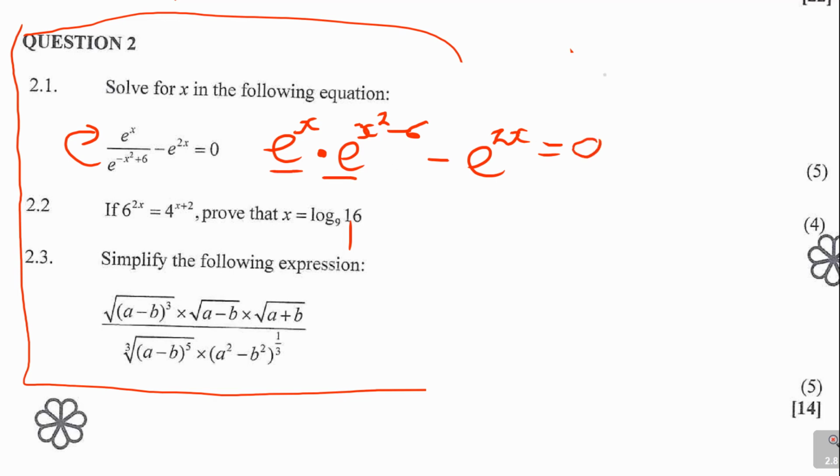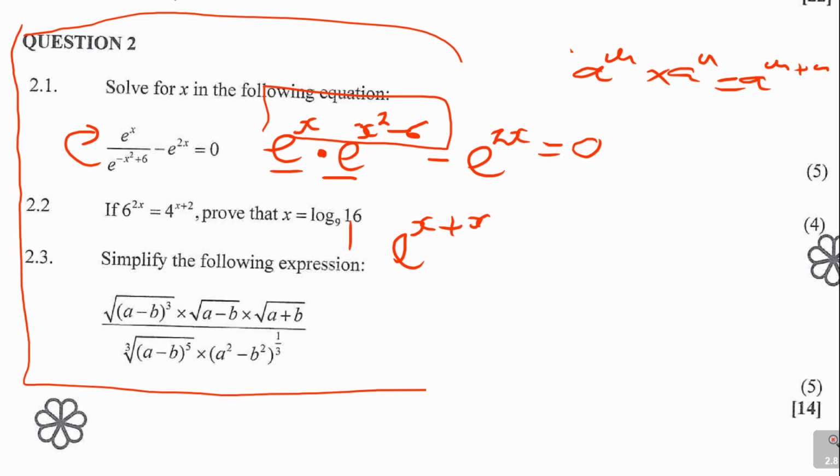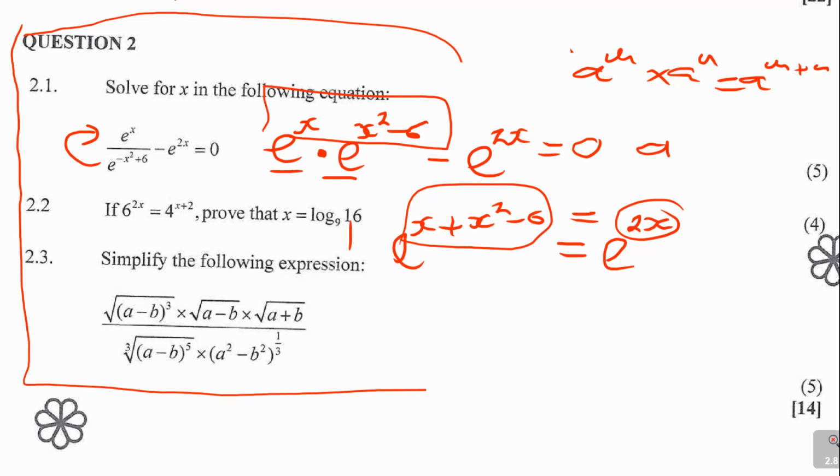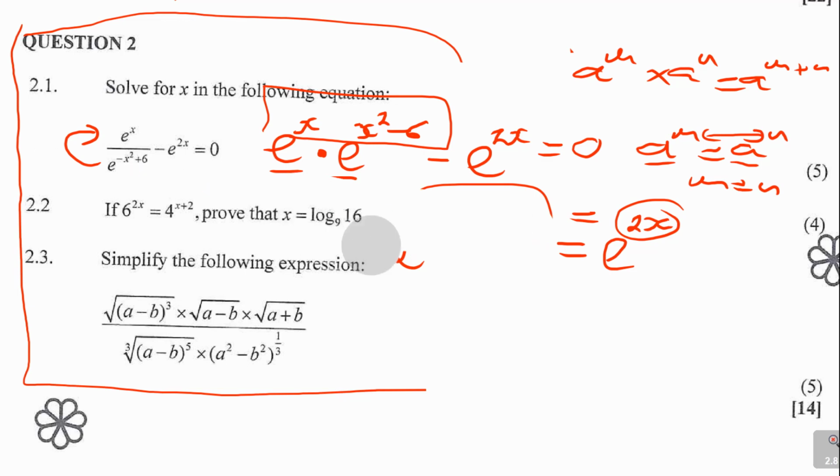Then same base, you are using this one: a to the power m times a to the power n is a to the power m plus n. So you use the same thing, you add this. So when you add, what you'll have is e to the power of x plus x squared minus 6. Now you say equal to e to the power of 2x. Then after that, you equate this is equal to that. You equate it using a to the power m is equal to a to the power n. Therefore, bases are the same, m is equal to n. Then you solve for x. That's the one that was a bit challenging for me.